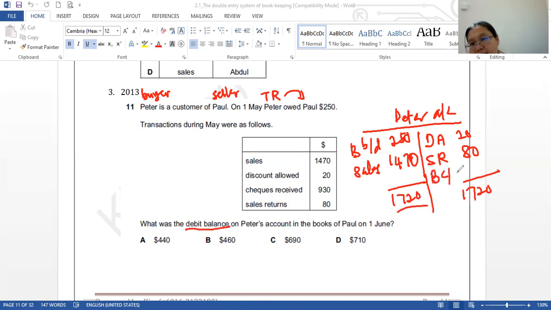They want to find the debit balance. Basically, they want you to find the balance carried down amount, which is taking 1720 minus 100. Oh, the check receipt was forgotten. This one is one more amount sitting in here, bank account 930. So take 1720 minus 100 minus 930. So the amount is 690. So the answer should be C. Okay, let's continue.